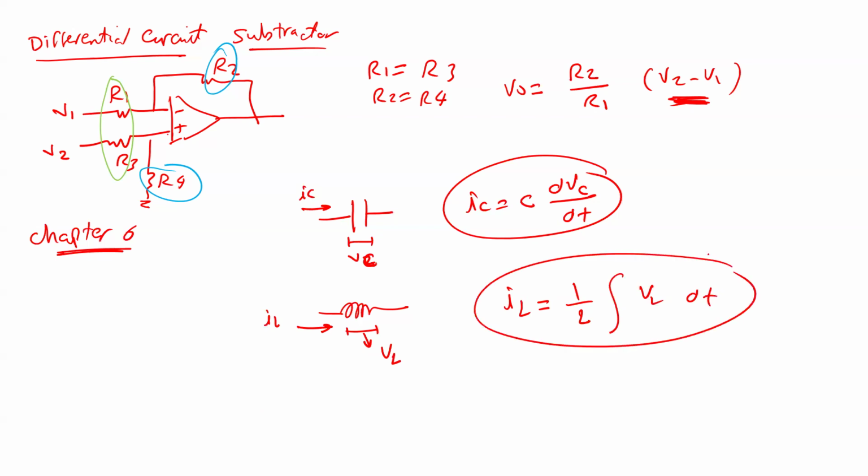So I have one element here that can do differentiation, and I have another element here that can do integration. That's why I'm going to leverage these two to create a circuit that can differentiate the input and also integrate the input. Based on that, this is what I explained in chapter 6. So here is the first circuit, for integration.